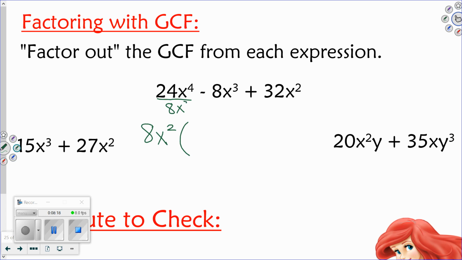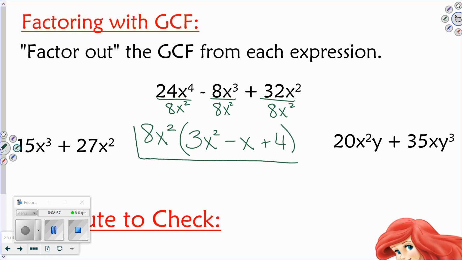So that means here in the beginning, I'll write this when I'm dividing. Eventually, I will phase that out, and we'll just do it without writing that down, okay? 24x to the 4th divided by 8x squared is 3x squared. Exponents are pretty easy at this point: I had 4, I took 2, I got 2 left, right? That whole I'm-taking-it-away-from-you theory follows through here. So 8x cubed, I'm taking out 8x squared. What are you left with? Just an x, so minus x. 32x squared, taking out 8x squared, is just 4.